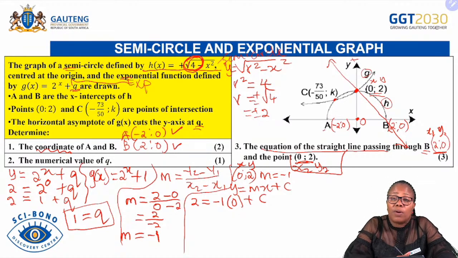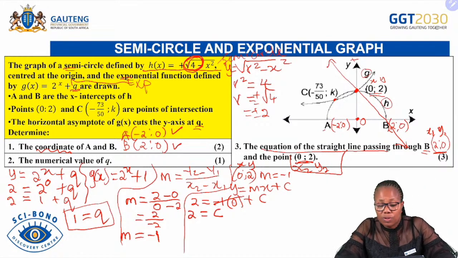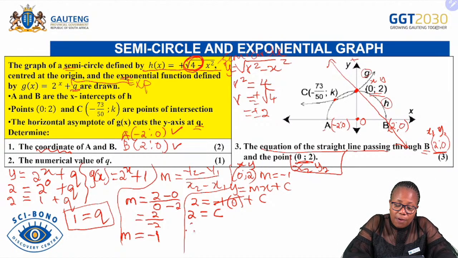We will be having our equation. And then now we end up with the 2. Negative 1 times 0 will give us the 0. Therefore, c is equal to 2. So therefore, our final equation.